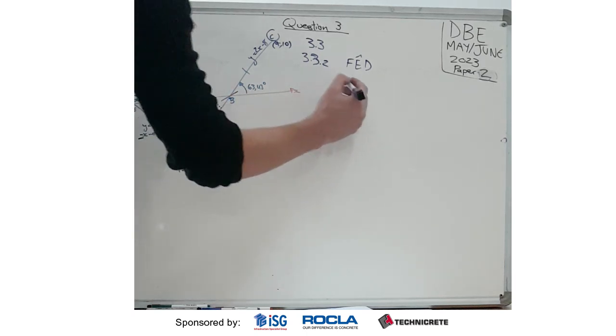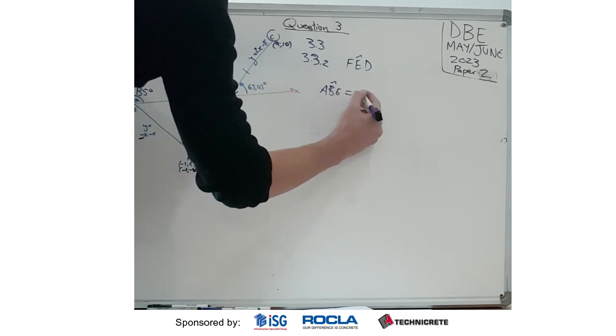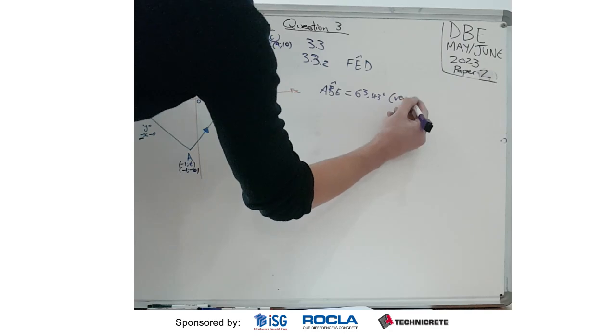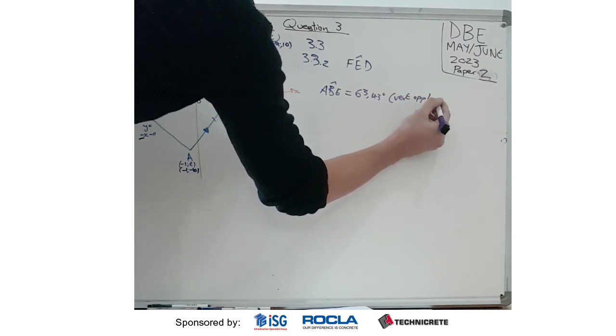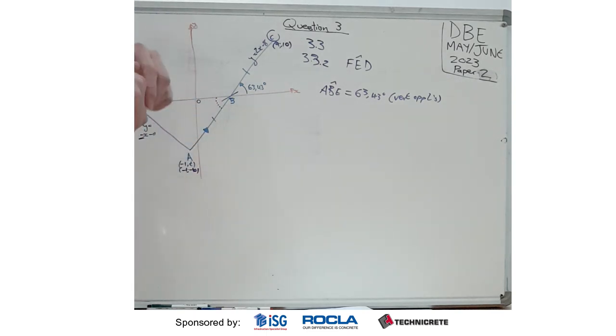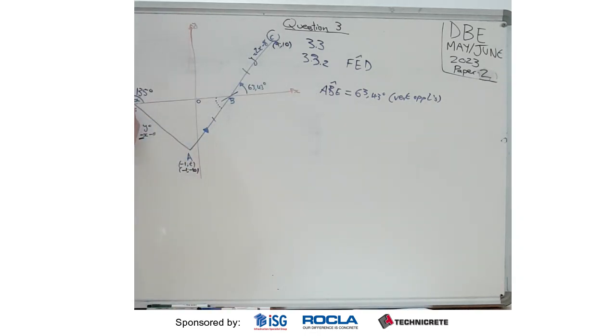Vertically opposite, right? So, angle ABE is equal to 63,43 degrees. The reason? Vertically opposite angles. Okay, now that we have that value, we can start thinking of some other things. I'm going to label these sub-angles here. I'll label that E1, E2, E3 and E4. Okay?